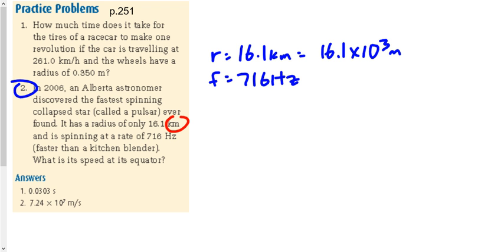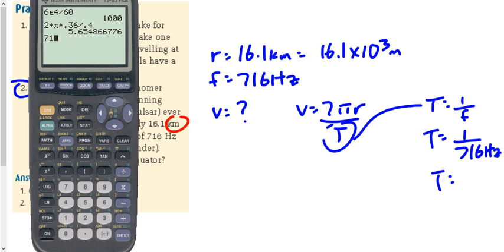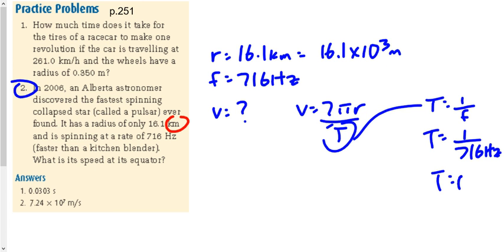We want to find the speed. We know the speed is 2 pi r over the period, but we don't know the period, so we can find that by saying 1 over f. Right? T is equal to 1 over 716 hertz. So let's get that period. Remember the little trick that I showed you here? It's not much of a time savings, but 716 to the minus 1 gives me 0.001397 seconds, which we'll turn around and plug back into here.